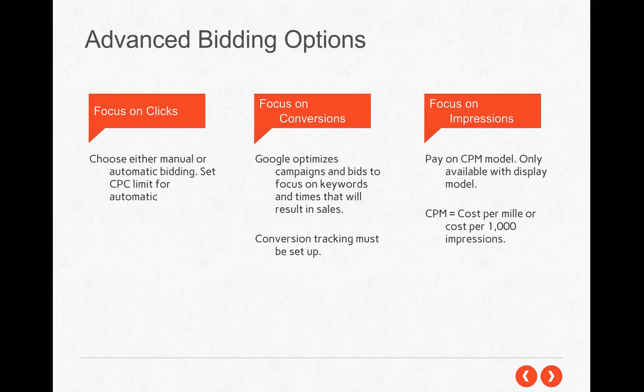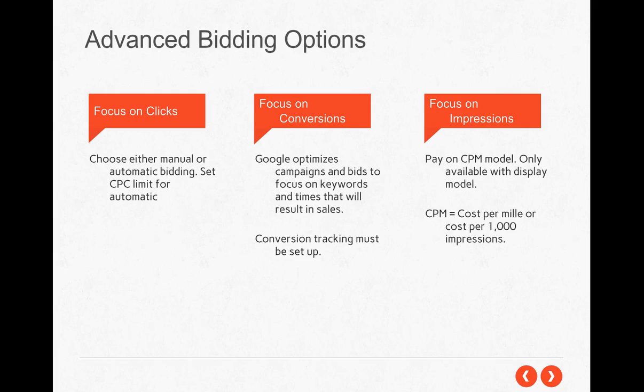for each click. And then you can focus on conversions. And what Google does is they use your data to optimize campaigns and bids to focus on keywords, times, user types that they think, based on the analytics, will result in more conversions. And then conversion tracking obviously must be set up for this. And I think what they say is it's 14 days. You have to have 14 days of conversion data for them to start optimizing based on your conversion data.